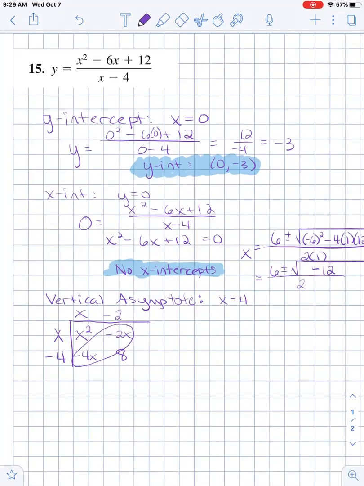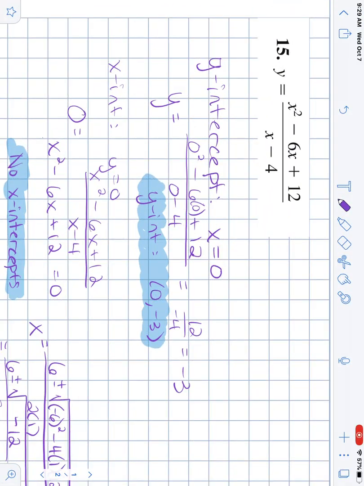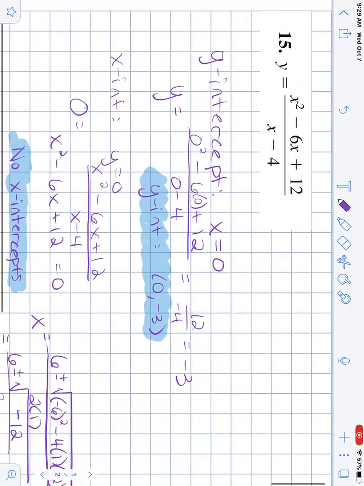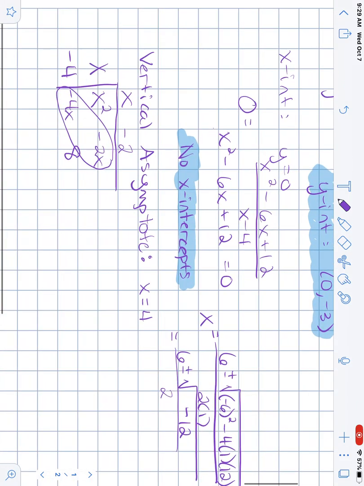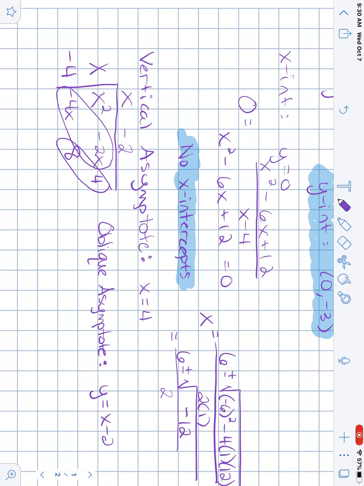Okay, and I need the constant to be 12. So that means I need to add 4 to this. And 4 will be the remainder because I cannot multiply x times anything to become 4, at least nothing rational. So what we found is that there is an oblique asymptote at y equals x minus 2.